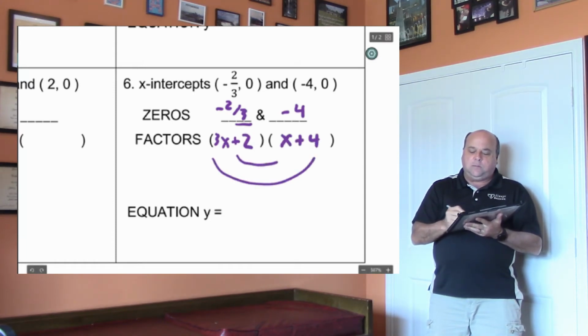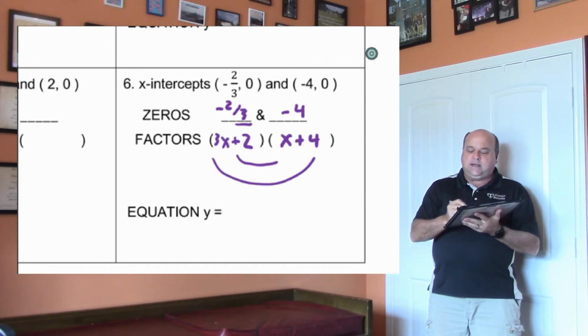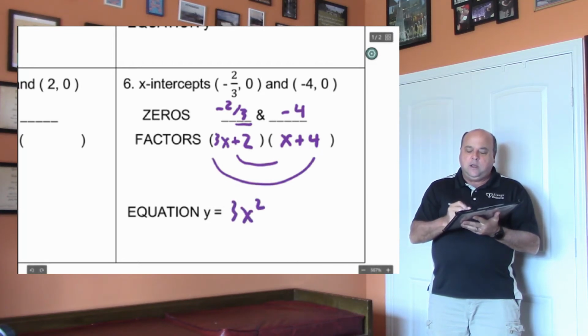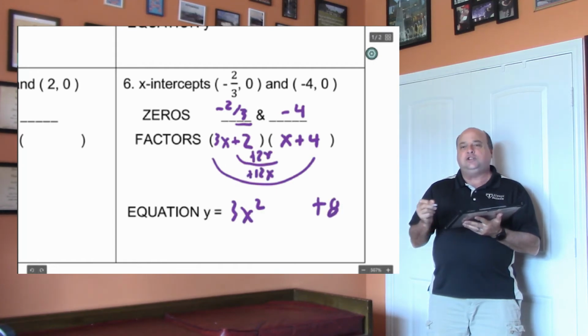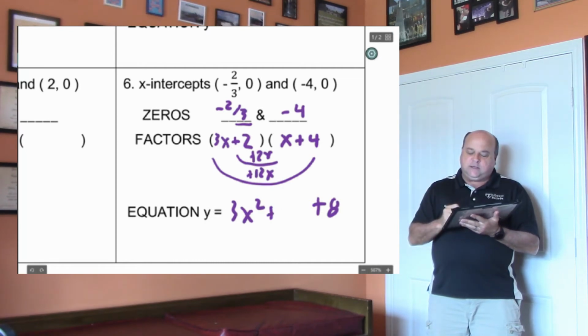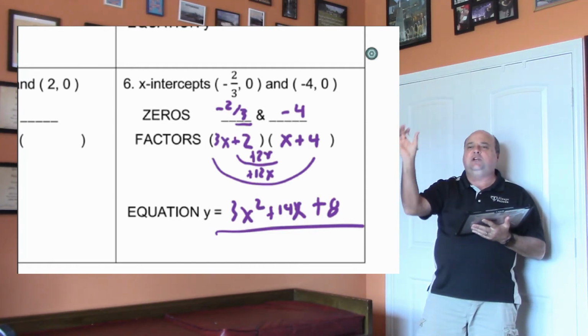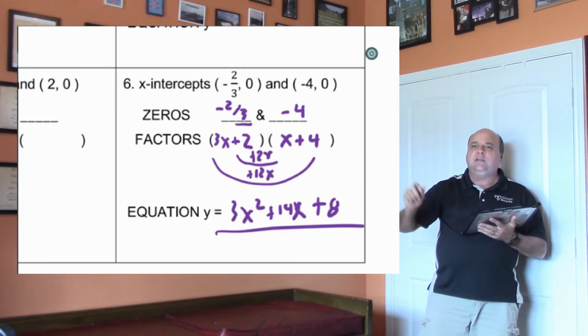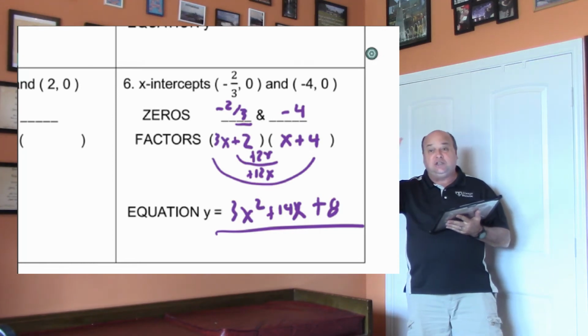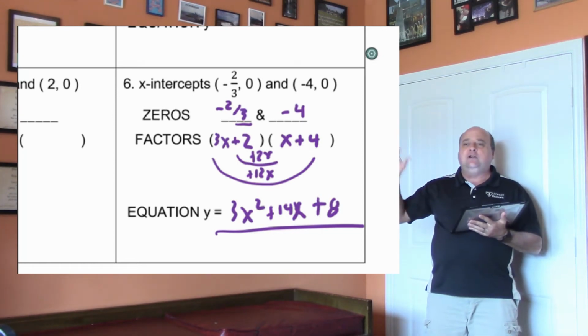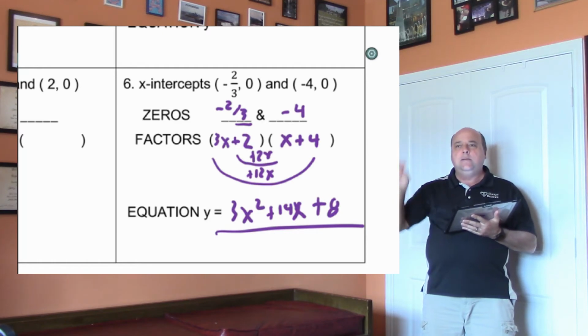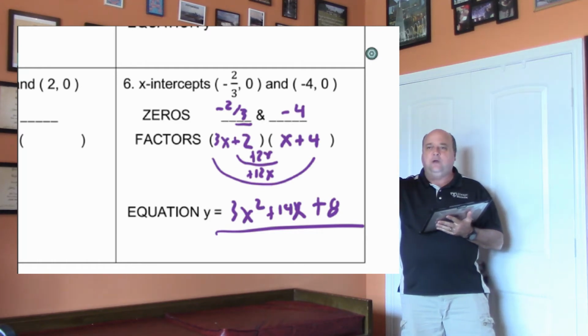Then you just multiply. Just draw the arches. 3x times x is 3x squared. +2 times +4 is a plus 8. I get plus 2x and plus 12x for my arch numbers. 12x plus 2x is a 14x. This right here would be my quadratic equation. So I'm going from the x-intercepts, generating the factors, multiplying the factors, and getting the quadratic equation in standard form. I do not know the vertex from this, do I? But I can generate the graph of the parabola.